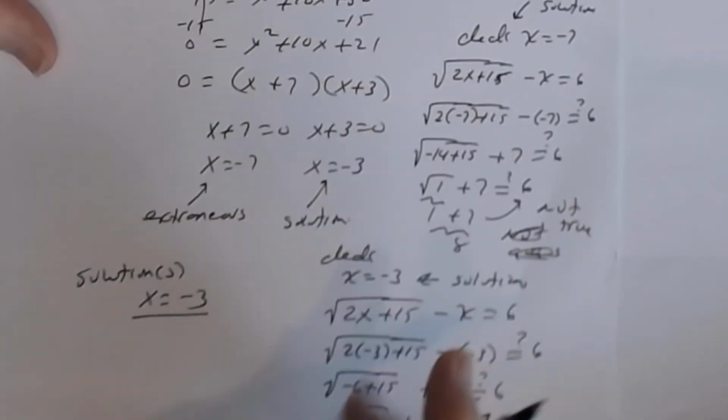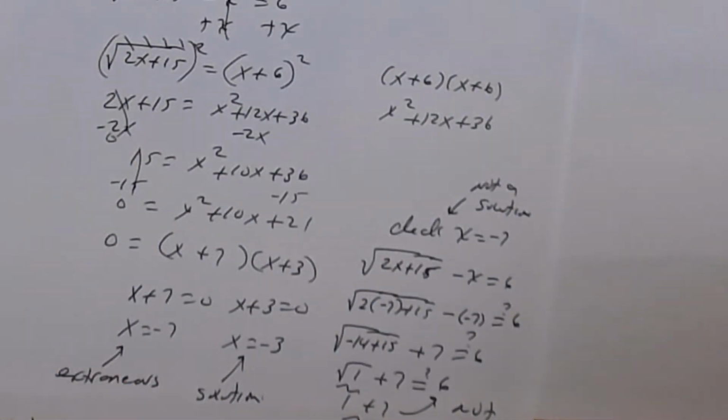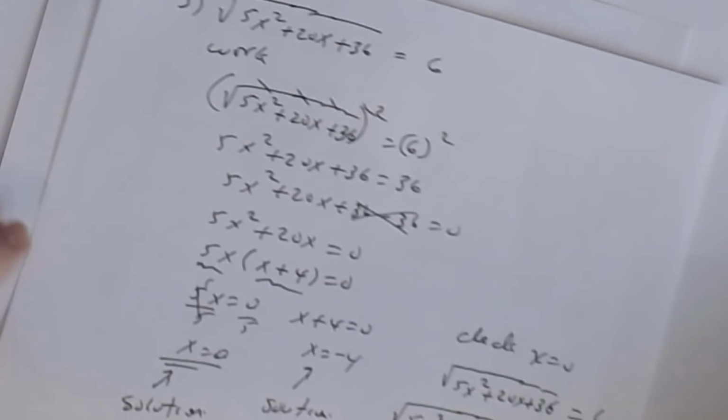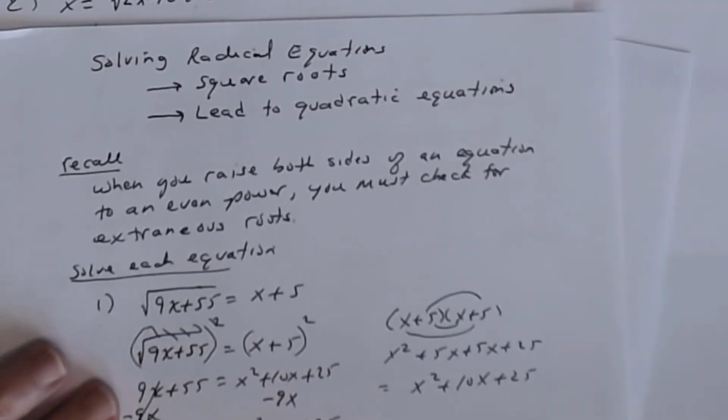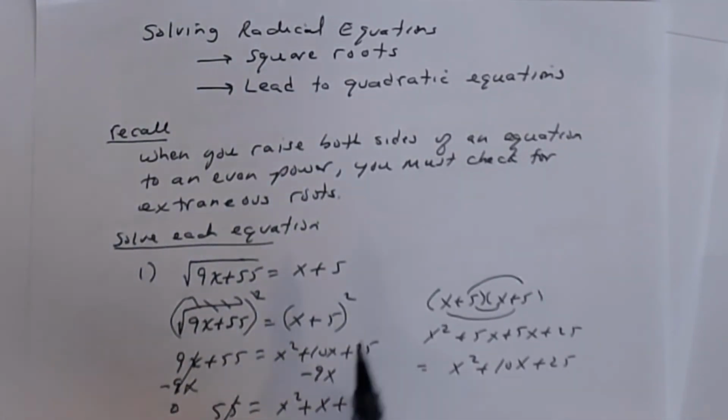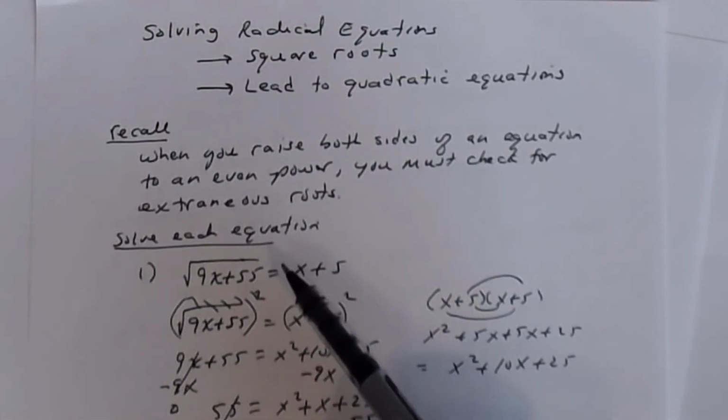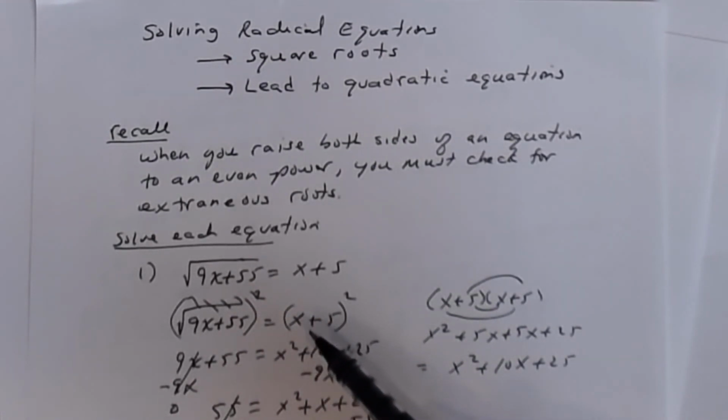Okay? All right, so that was the lesson on solving radical equations, square root equations that lead to quadratic. So notice every one of these problems led to a quadratic. And even with the previous lesson, whenever you raise both sides to even power, you have to check for extraneous roots. Okay, so that's going to take care of this lesson.